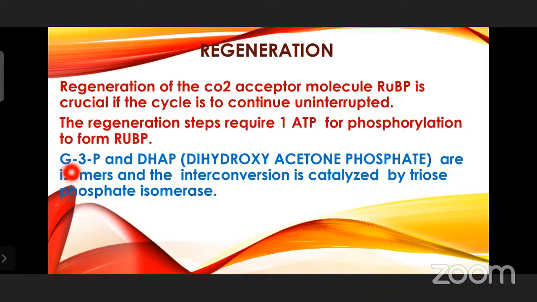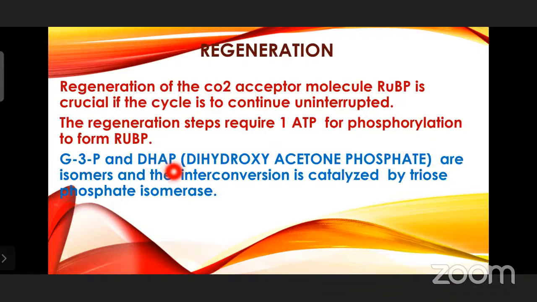So the glyceraldehyde 3-phosphate, which is a product of reduction, has an isomer also here, DHAP. DHAP is nothing but dihydroxyacetone phosphate. It is also G3P only. They are isomers. They will be changing their forms. And the interconversion is catalyzed by triose phosphate isomerase. This enzyme is present, which is going to make the conversion happen.